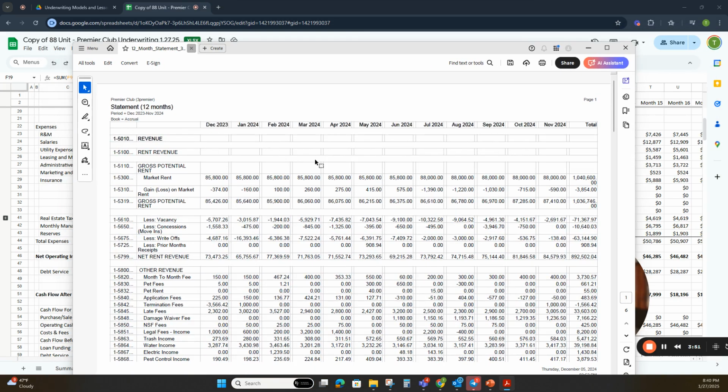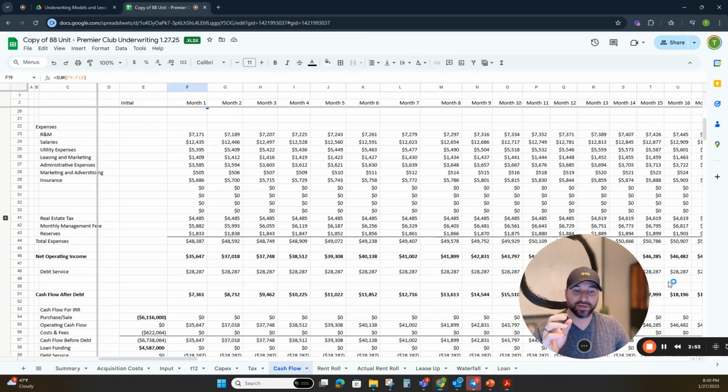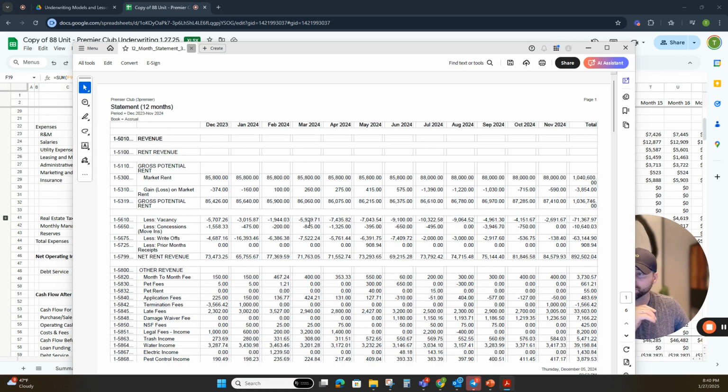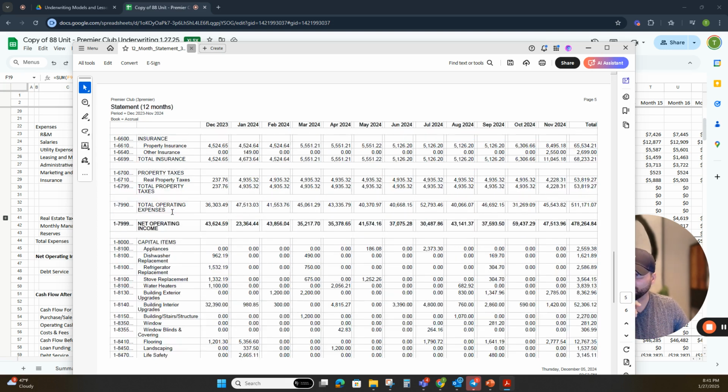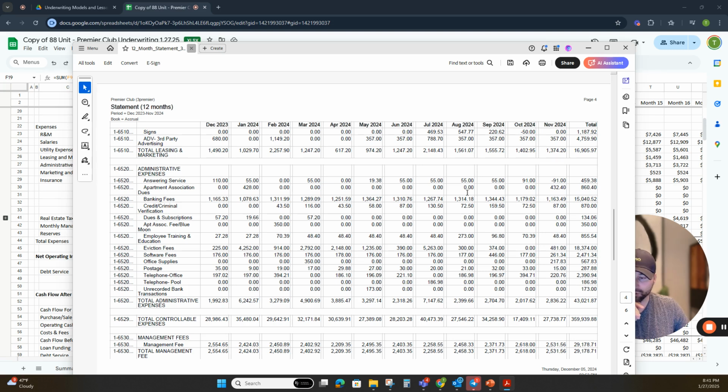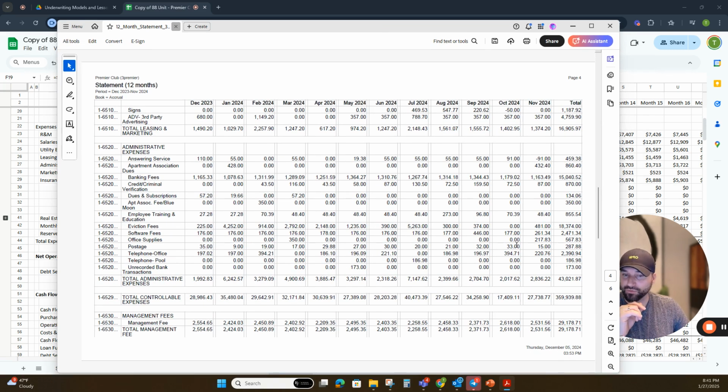This is the actual statement from the seller. And you'll see in this statement, it tracks everything that we were talking about in the total revenue and all of the expenses. Now, I just used the gross numbers over here to the right because that's just easier for me.